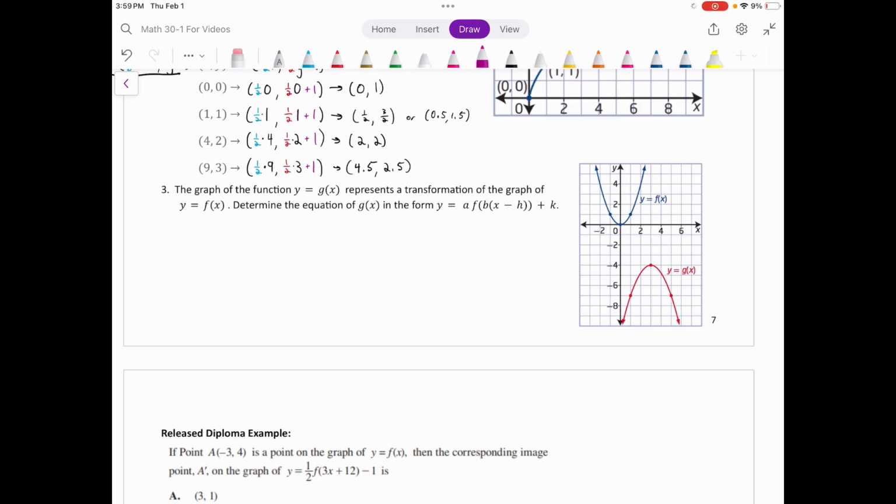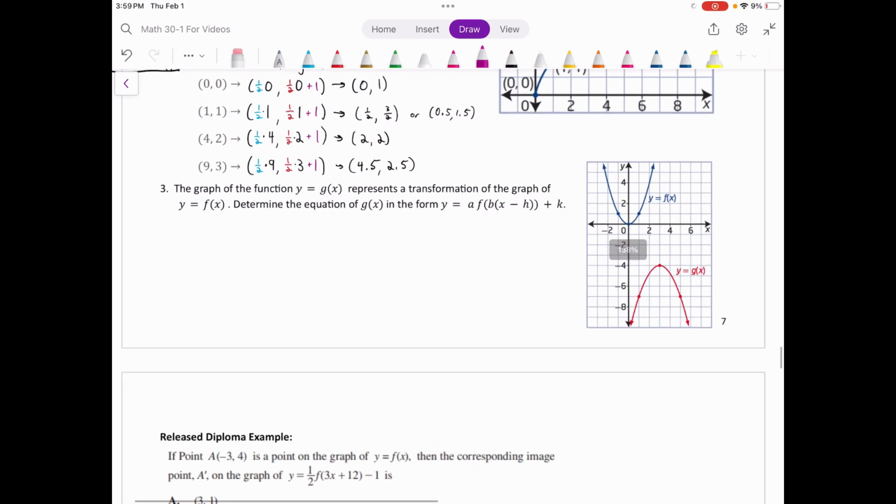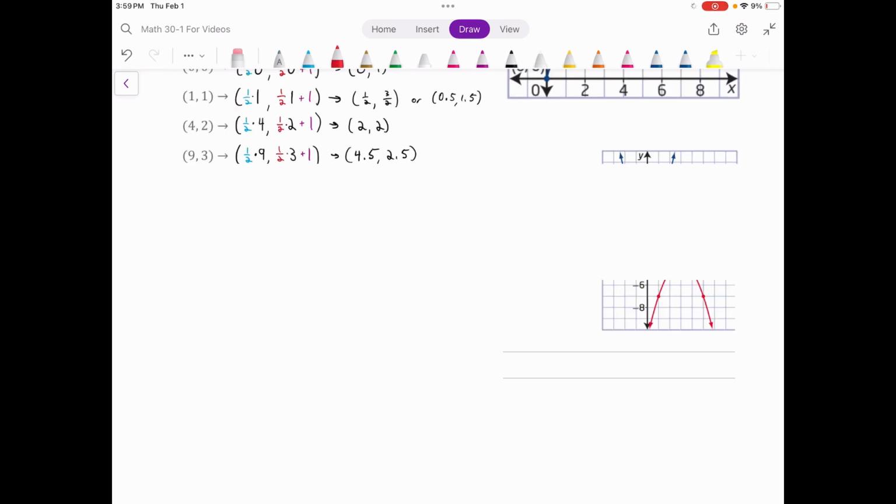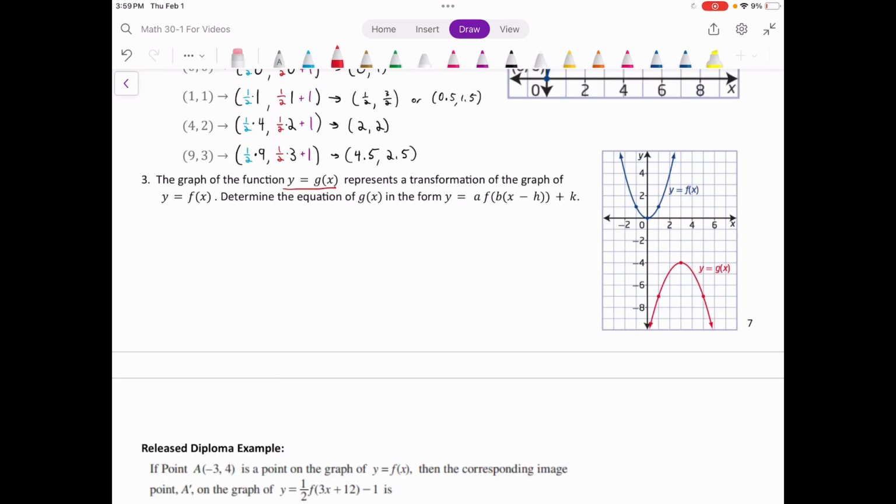All right, let's take a look at this next one here. So they're saying that the graph of the function y equals g of x is just a transformation of the graph of y equals f of x. So in other words, this graph here, this red one, is just the result of performing some transformations to this one, or at least we can obtain the graph of g of x by performing some transformations to the graph of f of x, right?